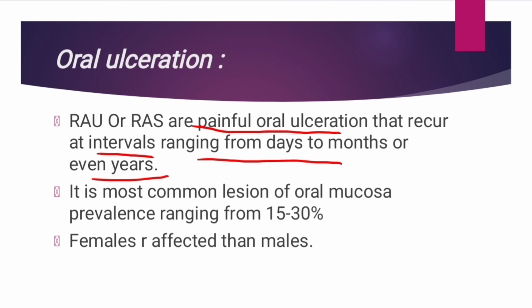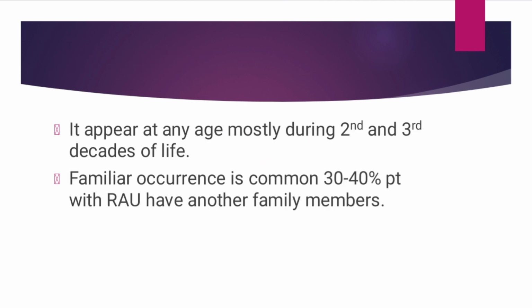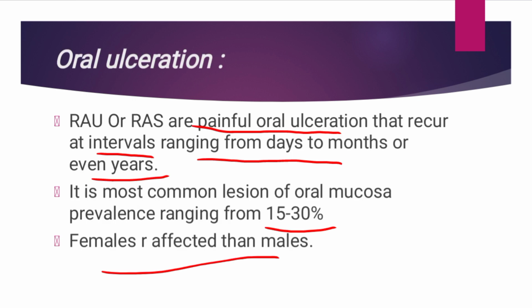It is the most common lesion of the oral mucosa, affecting 5 to 30% of people, and more females than males. It appears at any age, mostly in the young to middle age, the second to third decade of life. It can also occur familially, meaning genetically, in 30 to 40% of patients. So basically it is a painful ulceration at intervals, ranging from days to months.